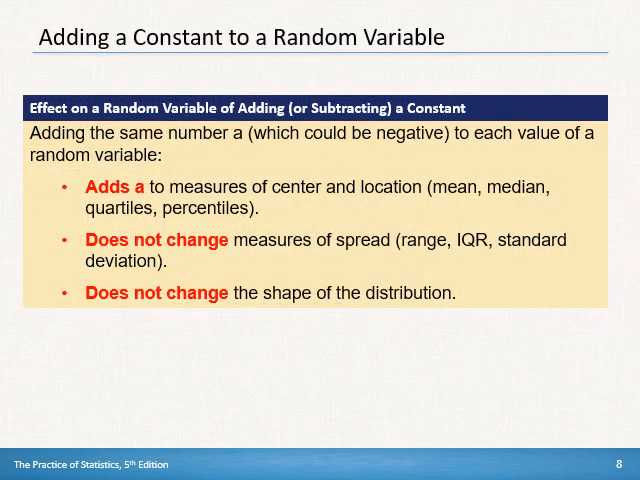So to verify, our final rule is: if we add the same number a to each of our random variable values, then it adds a to the measures of center, in this case concentrating on the mean. It does not affect the measures of spread and does not affect the shape of the distribution. And that was exactly what we saw in chapter 2 when we did a similar thing with distributions of data.